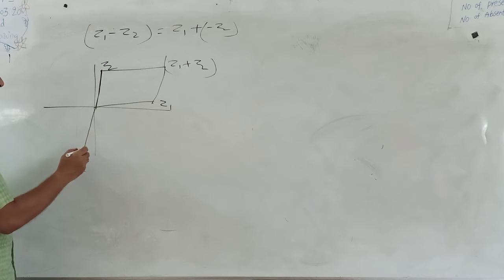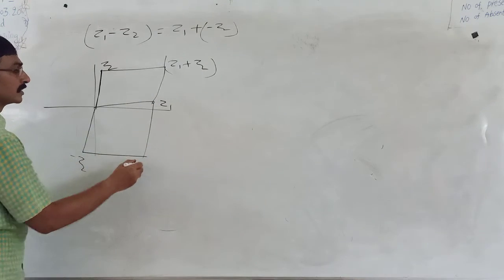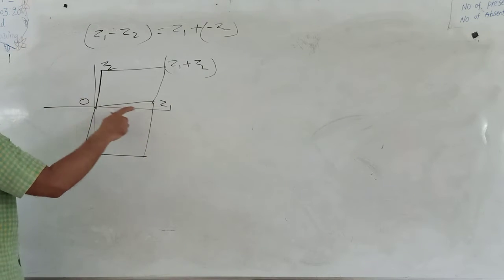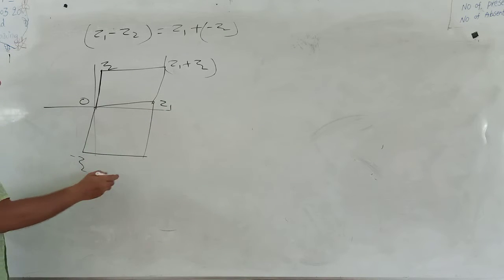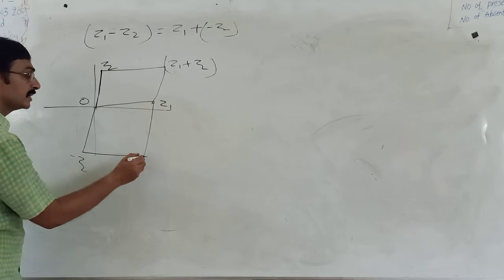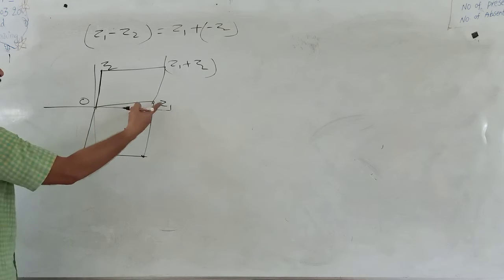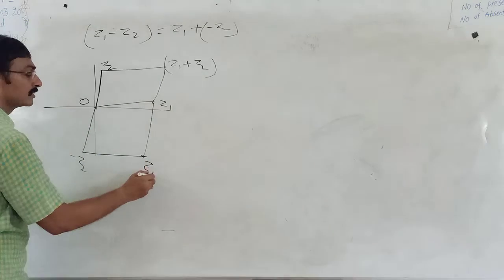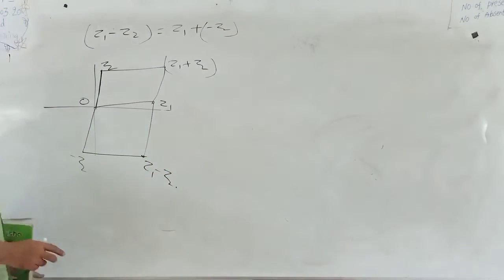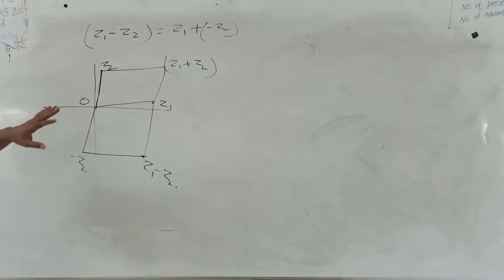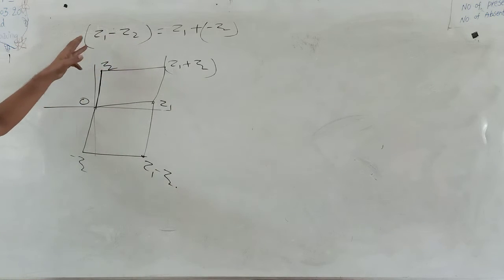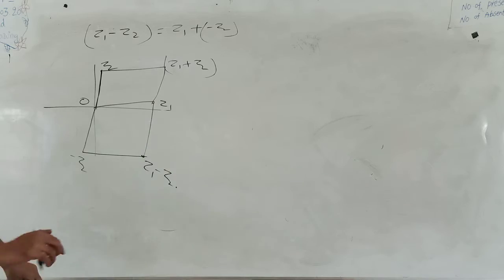So we have to complete the parallelogram. Suppose this is the parallelogram formed by the origin, Z1 and minus Z2. This is the fourth vertex, the sum of these two. Z1 plus minus Z2 means Z1 minus Z2. So this is the position of Z1 minus Z2 from the positions of Z1, Z2.